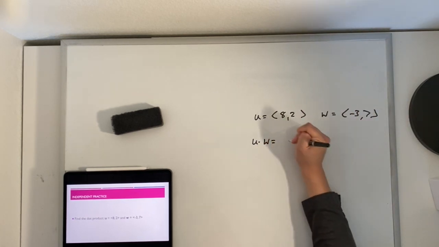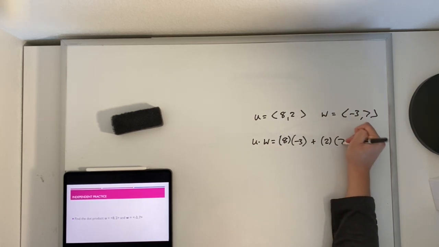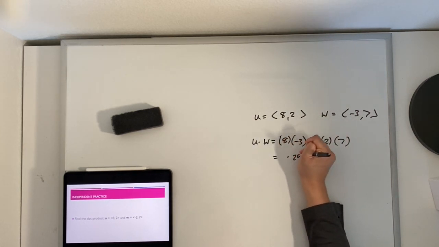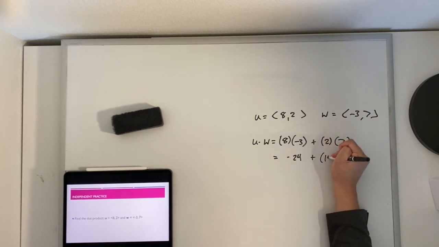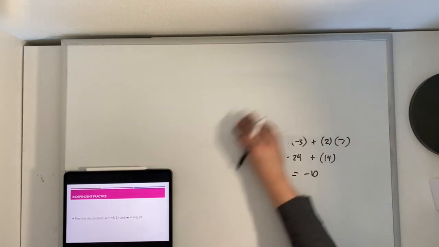U dot W, 8 times -3 plus 2 times 7. Okay, so we have -24 plus 14, or -10. Okay, so dot product, very straightforward. Hopefully we're not having too much difficulty with this.